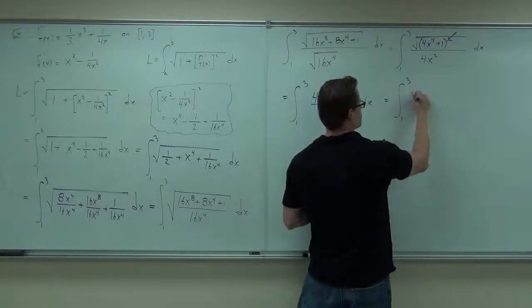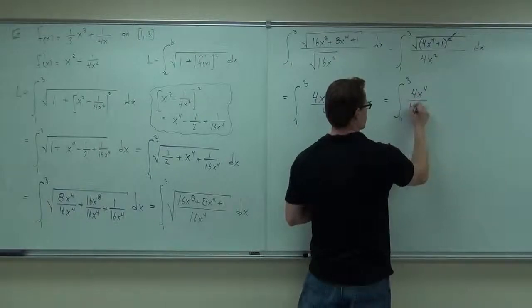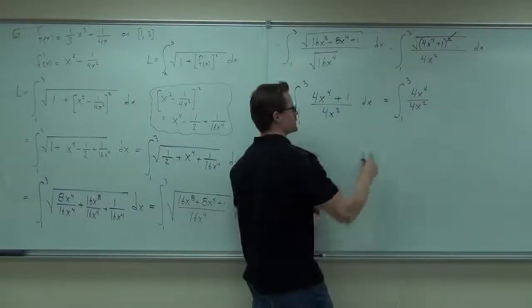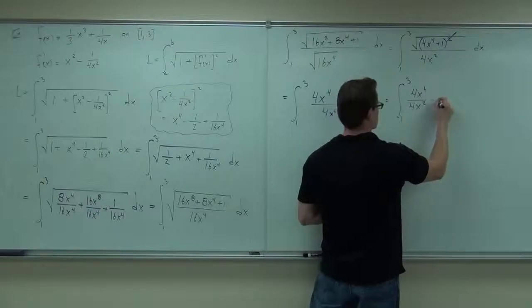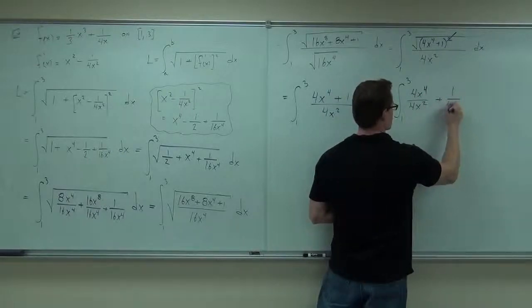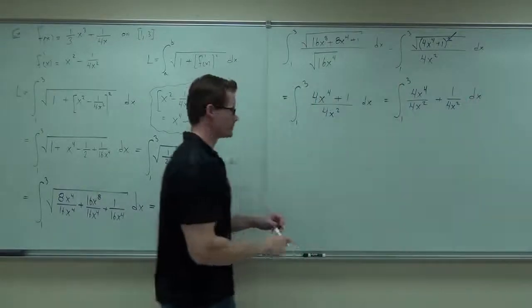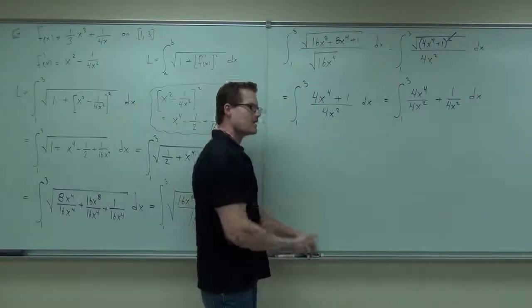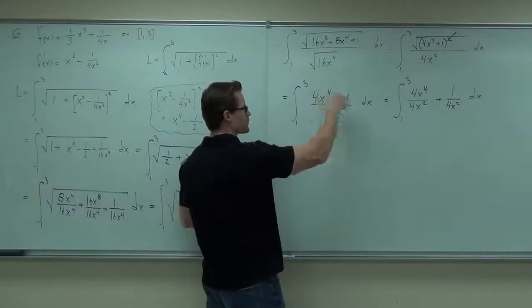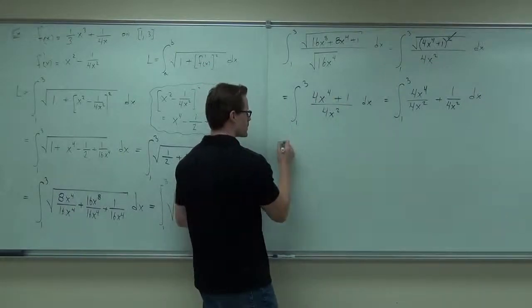So 4x to the fourth over 4x squared, yes, plus that. So on a roll. Let's simplify them a little bit. We got 4x to the fourth over 4x squared. That's going to give you x squared.